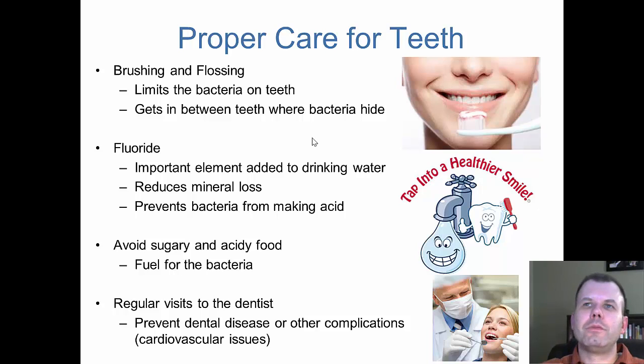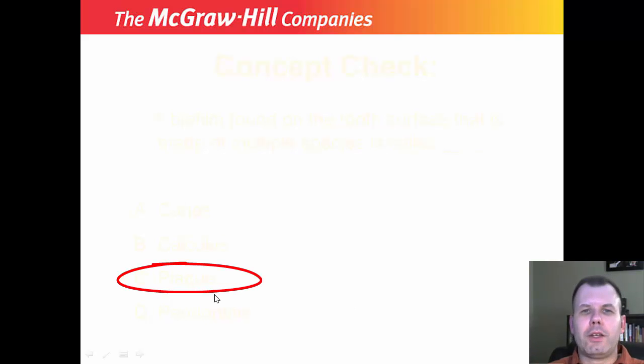Okay? All right. So a concept check. A biofilm found on the tooth surface that is made of multiple species is called what? Caries, calculus, plaque, or periodontitis. Okay, if you said C, plaque, you would be correct.